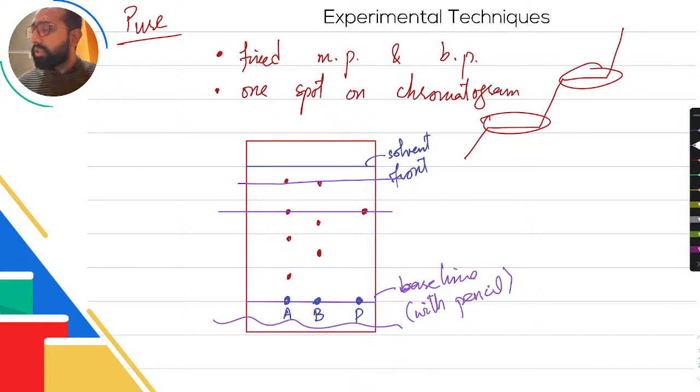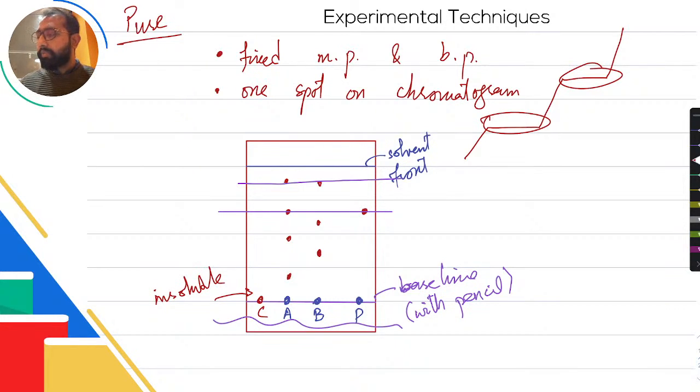Now let's suppose I use a third sample and that was over here. Let me call it C. I did the chromatography, the sample didn't move. The spot stayed where it is. That means it is insoluble. Okay, so that's one thing.